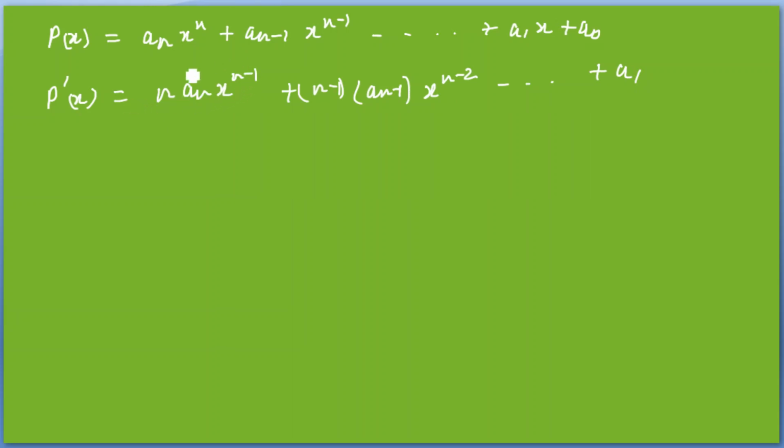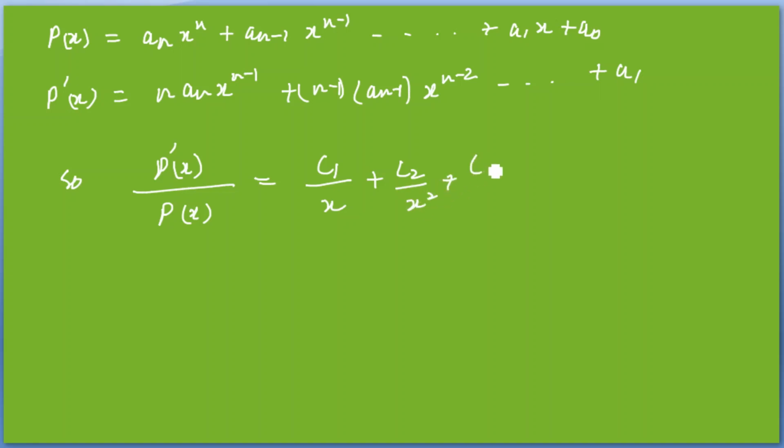Now we can see that p'(x) is a polynomial of degree n minus 1 and p(x) is a polynomial of degree n. So we can say that p'(x) upon p(x) can also be represented as c1 upon x plus c2 upon x² plus c3 upon x³ up to infinity. So now coming to the actual question, why we are doing this. We will understand it with the help of an example.